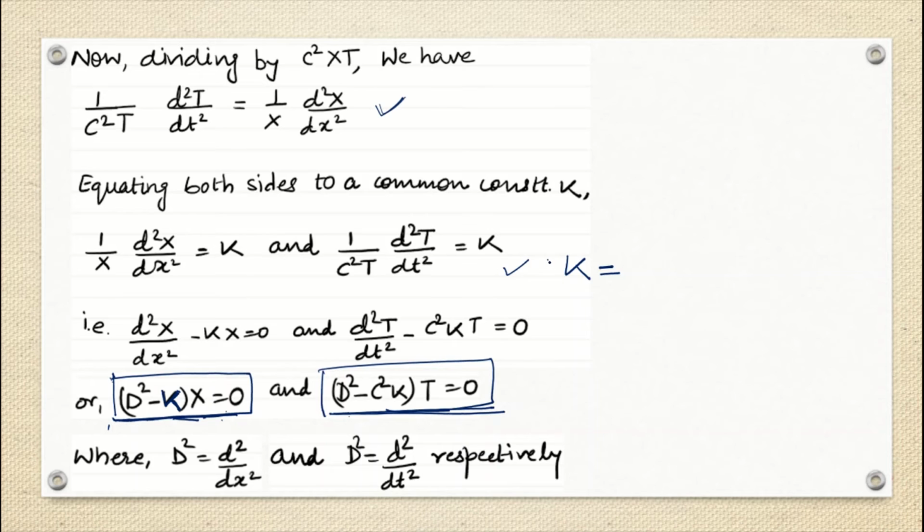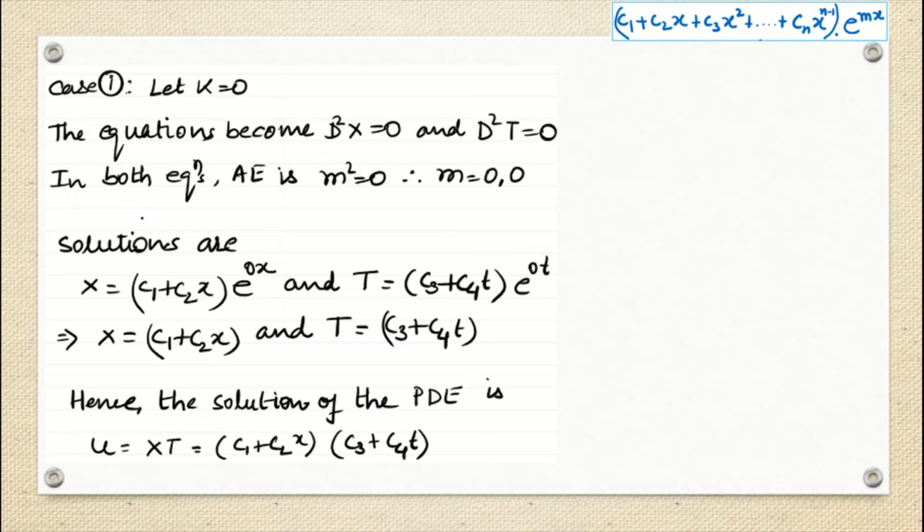One case is when k is 0. The second case is when k has some positive value. And the third case is that k has a negative value. So we will be considering three cases to solve these two equations, and then finally it will be our answer. So this is my case 1, when we are saying that k is 0.